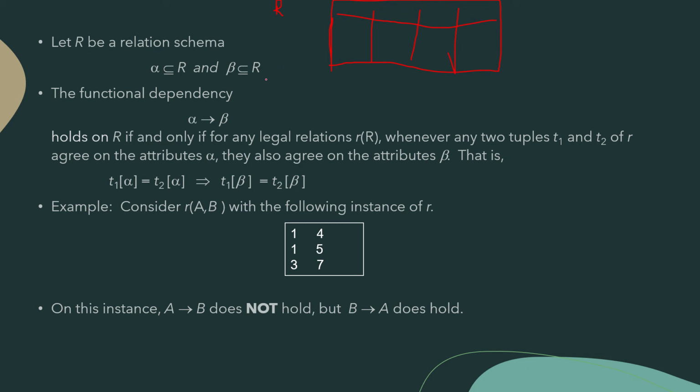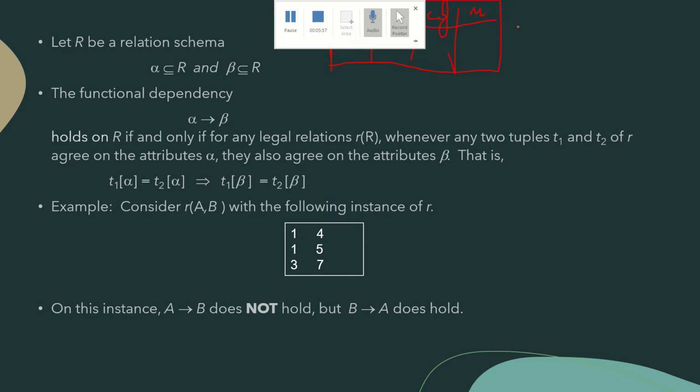Suppose we consider a student table with attributes: the student ID, the student name, the roll number, the city, and the total mark.